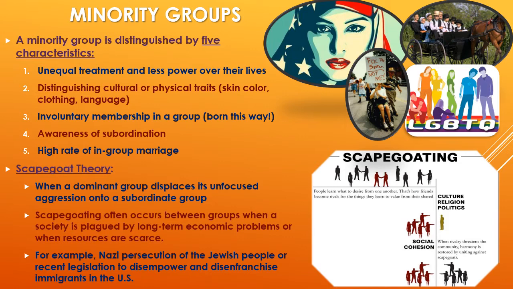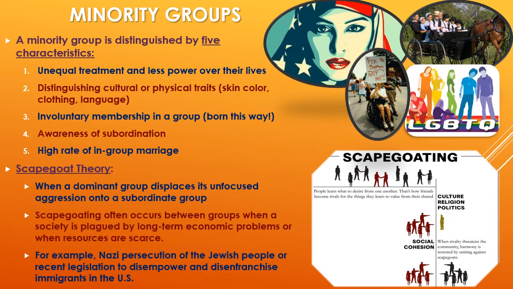Number 4, awareness of subordination. So the group as a whole recognizes that there are commonalities between their experience in the society and being subjugated by the dominant group as a whole.